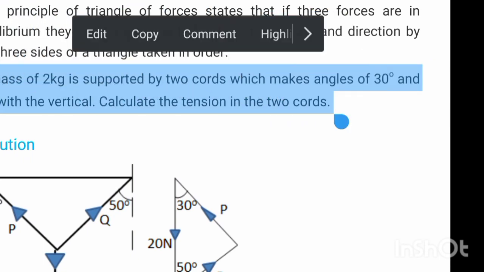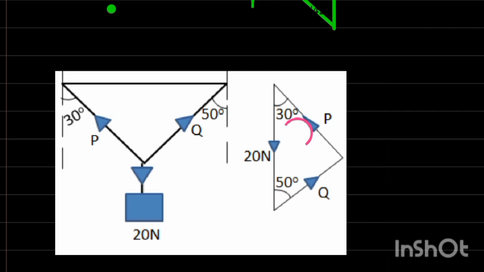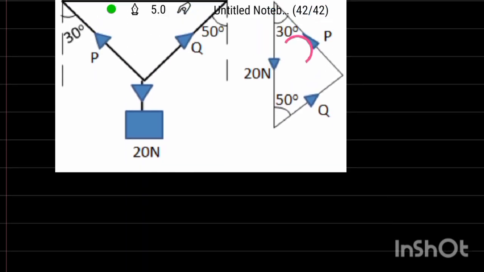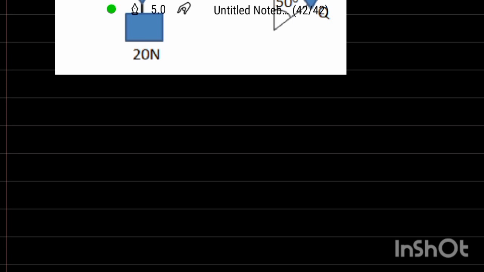The highlighted part: a mass of 2 kg is supported by two cords, which make an angle of 30 degrees and 50 degrees with the vertical. Calculate the tension in the two cords. Now, according to the question, this is what we have. So we have the weight of the body acting vertically downward. All you have to do is draw a vertical line downward.